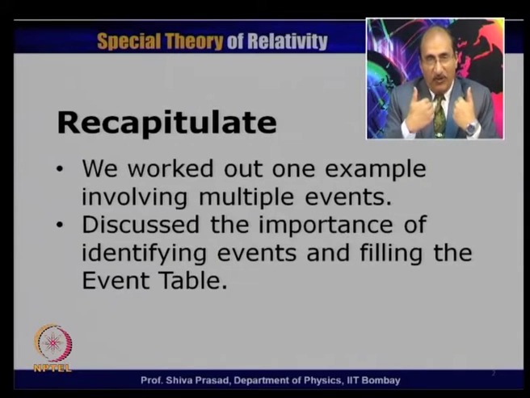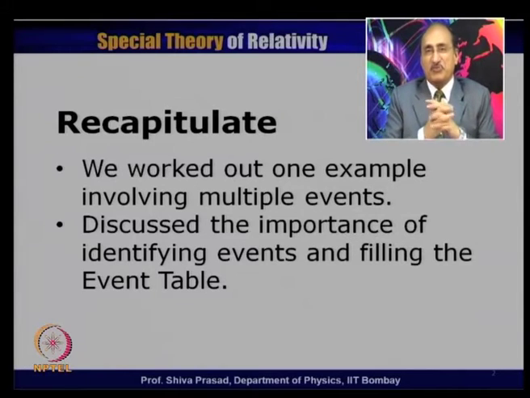Of course, the event table can be filled with whatever information is being given in a given frame. If the information is not available in that frame, but in a different frame, that information has to be translated back to a given frame by using an appropriate transformation. So, that is the basic trick of working out the problems of relativity. Look at the events, fill in the event tables, find out what information is available in your frame, and whatever is not available in your frame, but is available in a different frame, bring it back to your frame by using an appropriate transformation. That is the way to eventually work out these problems.